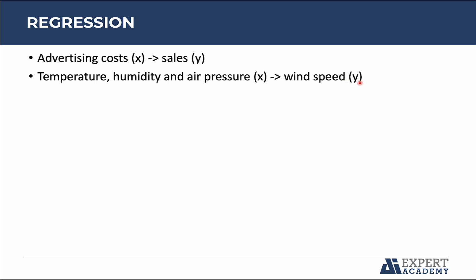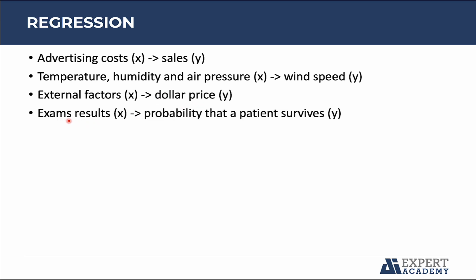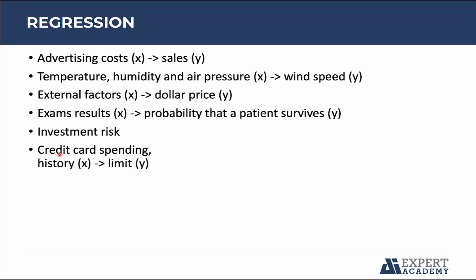is Y variable. Based on the external factors, the goal is to predict the dollar price. Based on the exam results, the objective is to predict a probability that a patient survives, variable Y. Another example, prediction of risk of investments based on the credit card spending and the history of the customer.